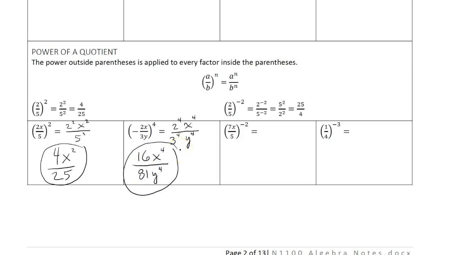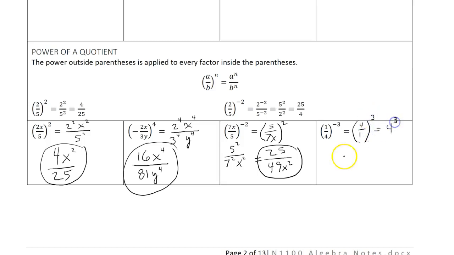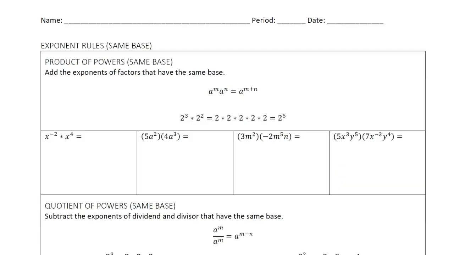A fraction to a negative power turns upside down to become positive, so we get 5 over 7x to the positive 2, or 5 squared over 7 squared times x squared, or 25 over 49x squared. 1/4 to the negative 3rd turns upside down for 4 over 1 to the positive 3rd, or 4 to the 3rd, which is 64. The next two rules apply only when the numbers have the same base.